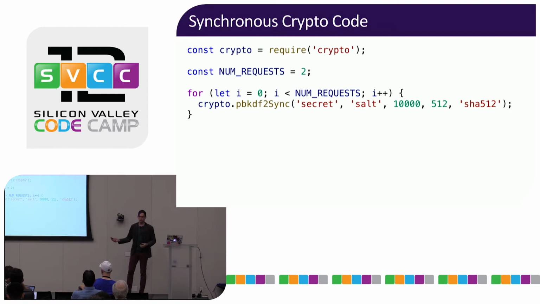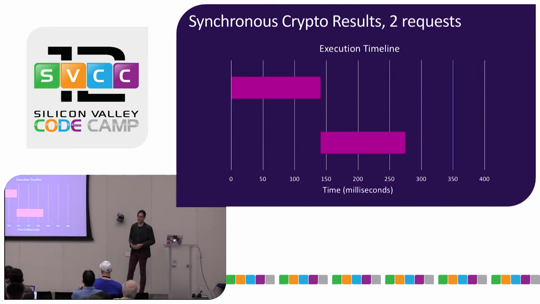When we run this code, we get an execution timeline that looks like this. You can see we run that first method, and once it starts running, it blocks everything else, and it's going to run fully to completion. Once that method is done, then we see that second one start, and it will run to completion as well. And this whole process, to do 2 hashes, took us about 275 milliseconds.